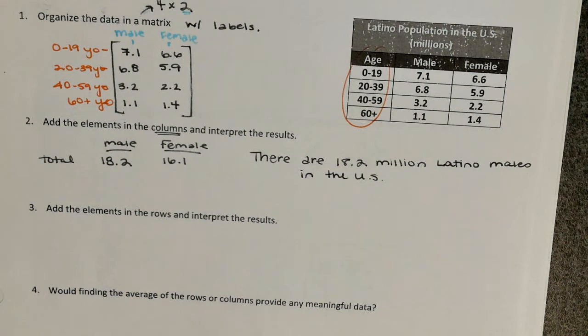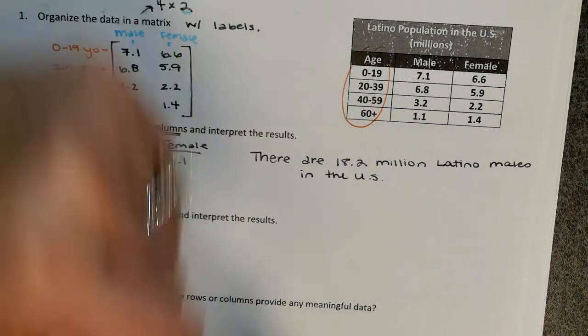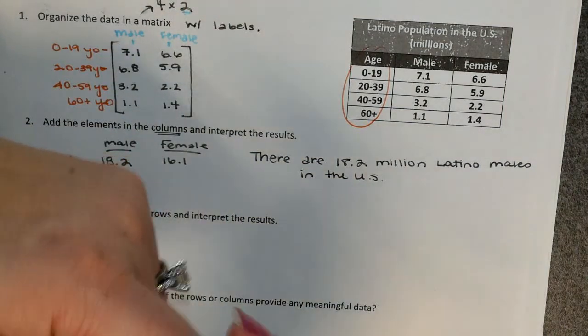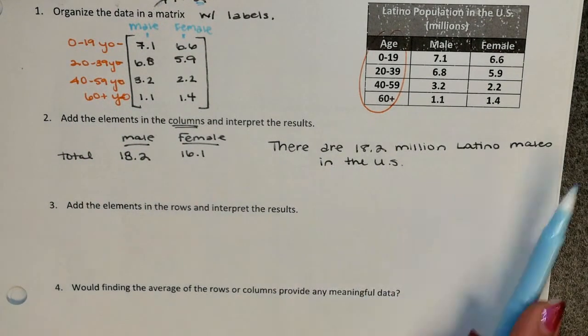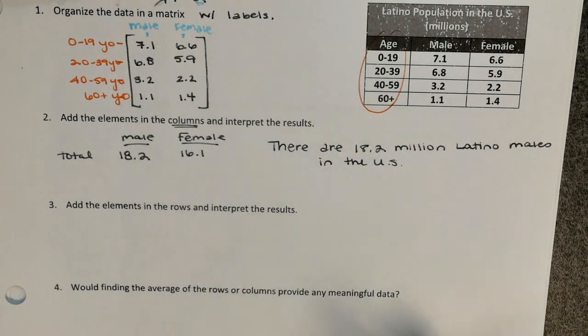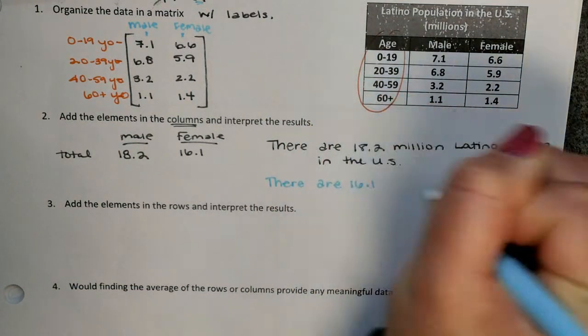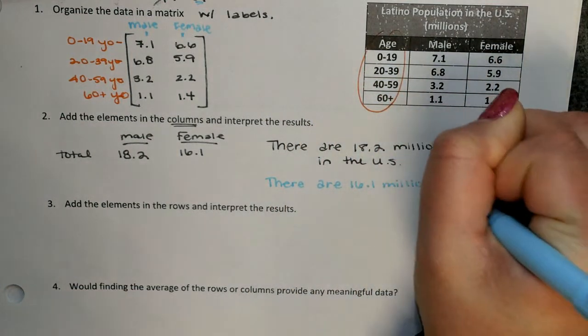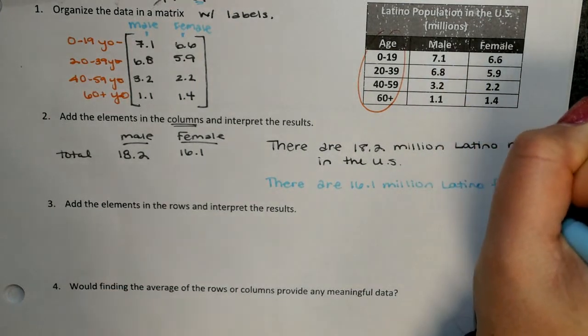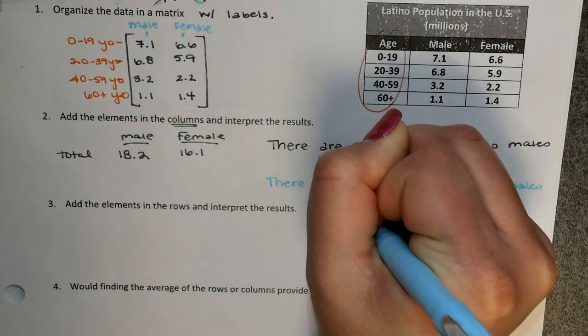Okay. How about a sentence for the 16.1 number? What could I say about the 16.1 number? Yeah, so there are 16.1... You word it the exact same way, but instead of 18.2, we're now going to use 16.1, and instead of males, we'll use the word females. Okay? So there are 16.1 million Latino females in the U.S.